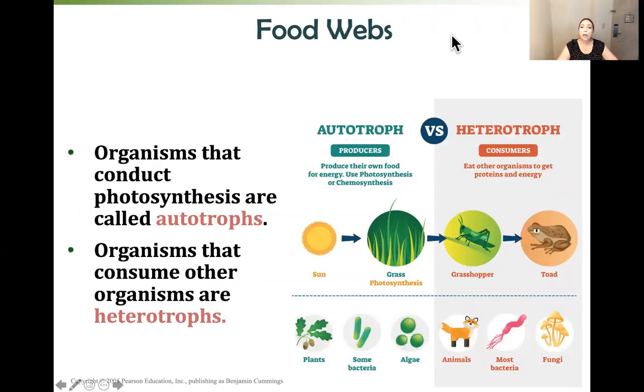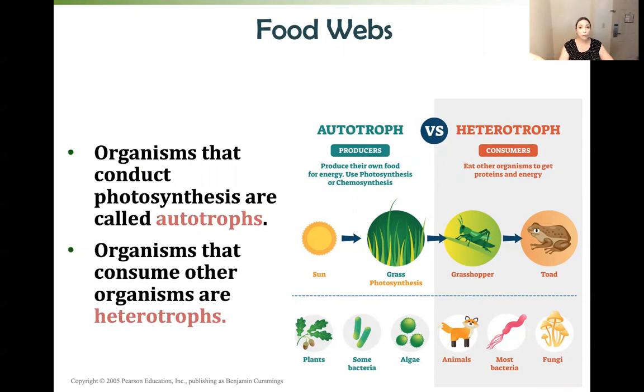So let's talk about autotrophs and heterotrophs. I mentioned it in my previous lecture, but I'm going to go into a little bit more depth here. So organisms that conduct photosynthesis or produce their own food are called autotrophs. Remember that auto means kind of like the self, right? So an autotroph makes food for itself, right? We cannot do that. Humans cannot do that. We need to eat, but plants can make their own food.